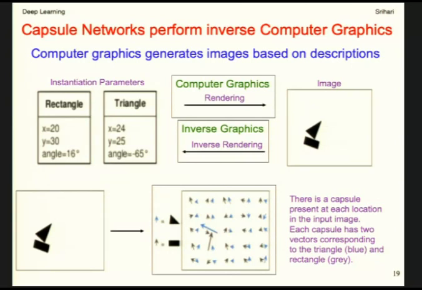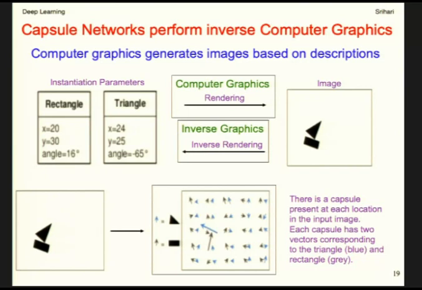So the whole thing is, how do we get inverse rendering? And this is an idea: capsule networks can help you. This is the image we are seeing, the same image, and out of this image comes some kind of capsule level. So there is a capsule present in each location here, and each of them has an idea of a rectangle and a triangle, and what direction and what magnitude.